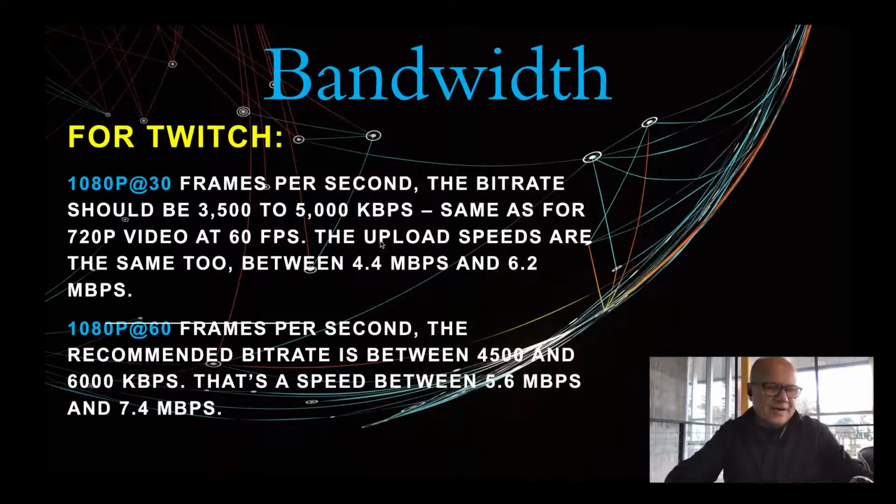So let's keep going. All right, now we look down here. We've got 1080 at 60 frames per second. The recommended bitrate is between 4,500 and 6,000 kilobits per second. Now we're getting up there, because the speed that we're looking at is between 5.6 megabits and 7.4 megabits per second. Those are the requirements that you need. This is just to be able to do a simple 1080p at 60 frames per second.